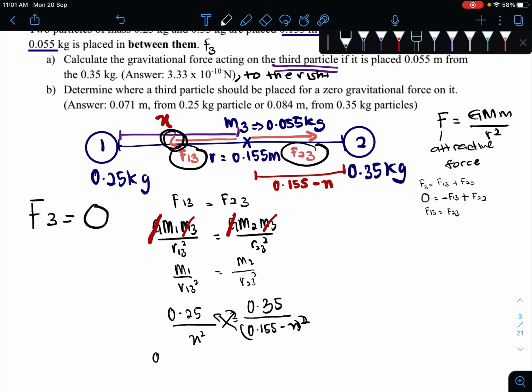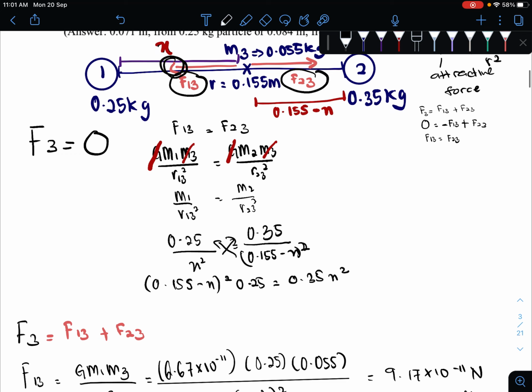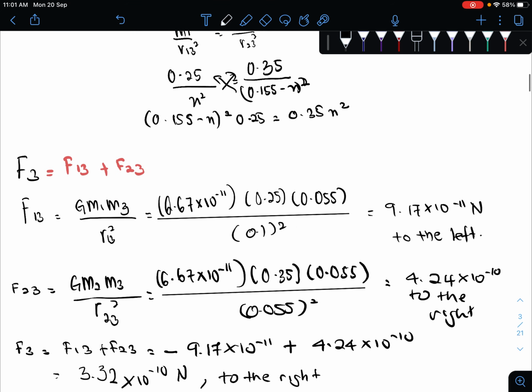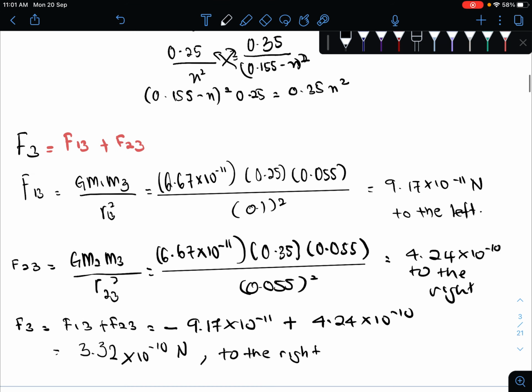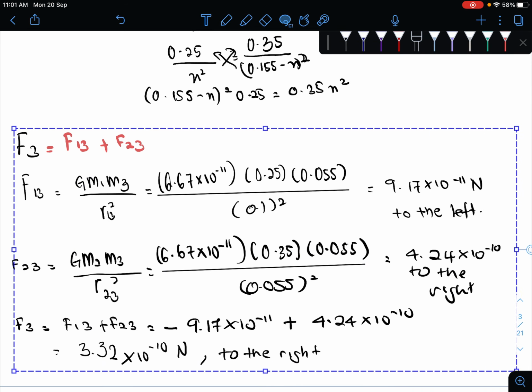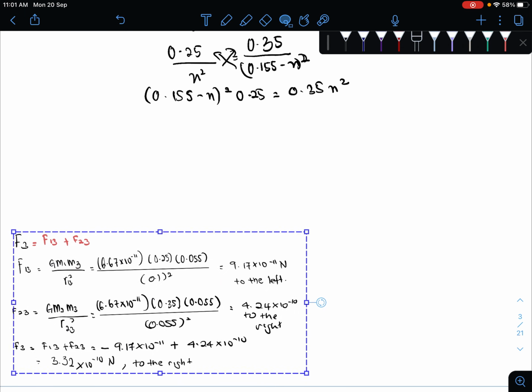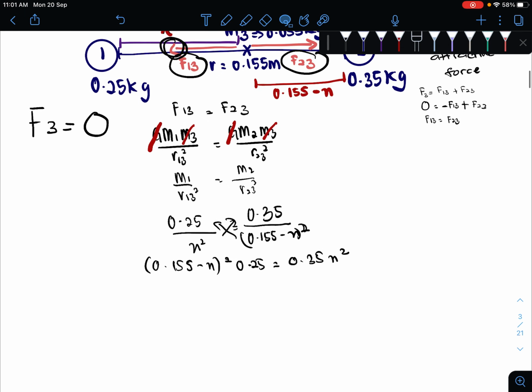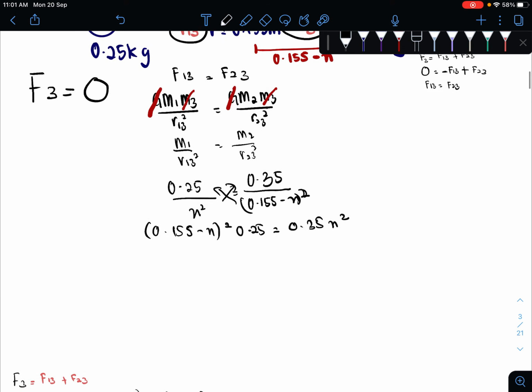Dan kemudian apa kita buat adalah kita kiri kanankan dia. Bawa kiri kanan darab silang 0.155 minus X the whole thing square, 0.25 sama dengan 0.35 X dekat sini. Alright. Okay, kejap. Kita kecilkan kawan ni supaya I have more space. Sebab kita nak buat quite a long maths juga dekat sini.